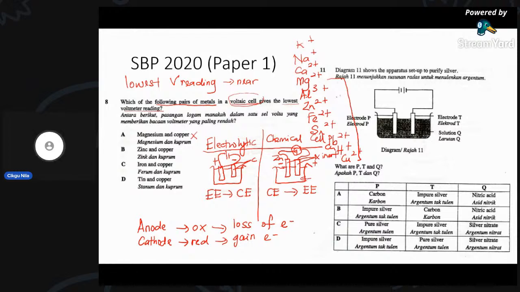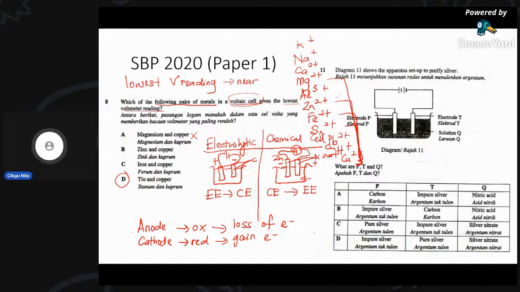Zinc and copper, also quite far from each other. Iron and copper, and the last one is tin and copper. So you can see tin and copper, the distance is quite near compared to the rest. So your answer is D.